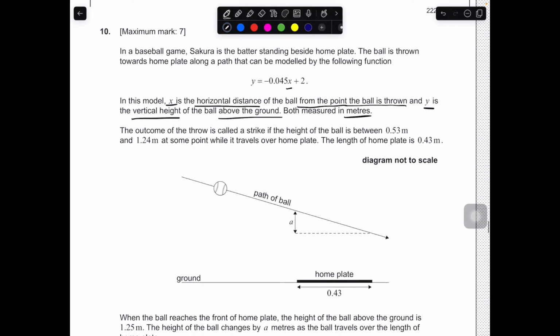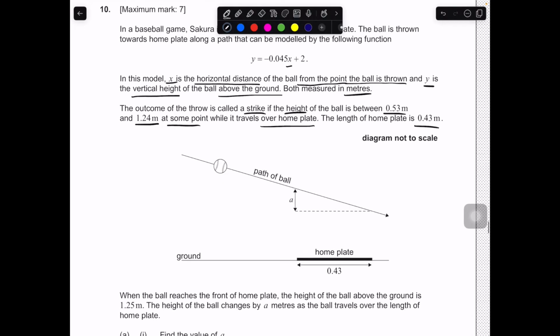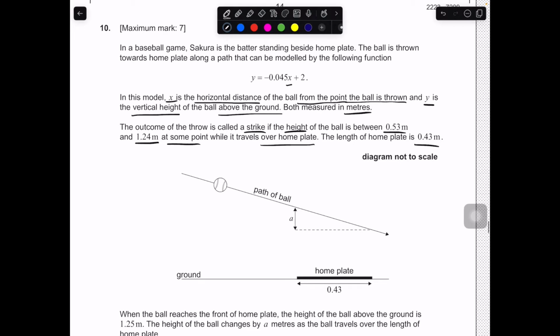The outcome of the throw is called a strike if the height of the ball is between 0.53 and 1.24 meters at some point while it travels over home plate. The length of home plate is equal to 0.43. Okay, a lot going on here. Always recommend to underline keywords. Alright, so there's the path of the ball. As we travel along a horizontal distance, it goes down by a little bit. It goes down by 0.045 every single meter.